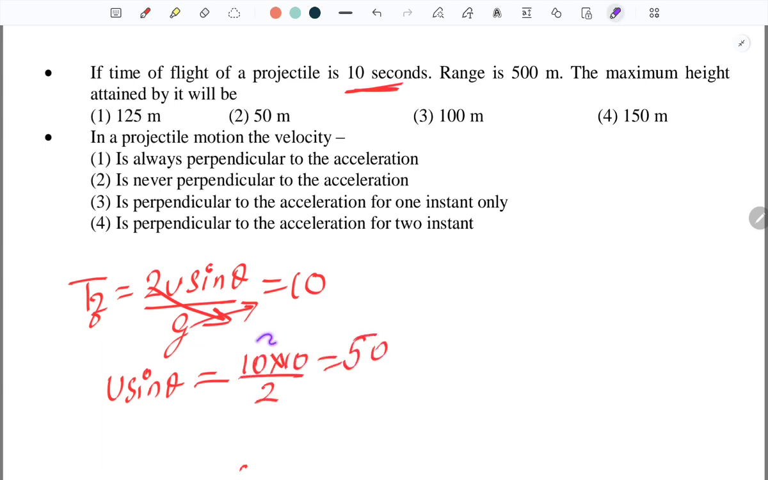I hope you understood what I did. This 10 is nothing but g, 2 went down, so when you solve you get 50. Okay, so u sin theta you have got from this. What is he asking? Maximum height. What is the formula for maximum height? The formula for maximum height is u square sin square theta by 2g.